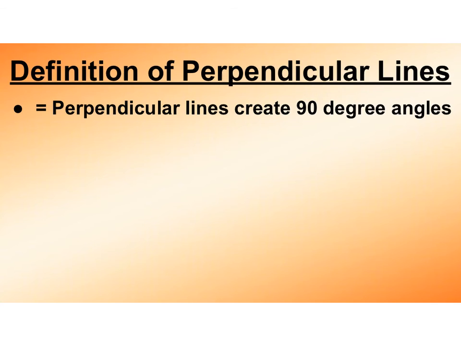Definition of perpendicular lines. The symbol for perpendicular is this upside down capital T, and if they're perpendicular lines, they're going to intersect at 90 degrees. So if I'm told that, I can draw a picture and put the box in there to represent that 90-degree angle.